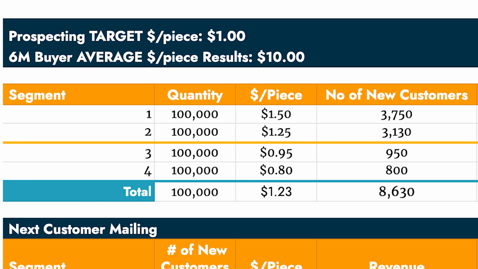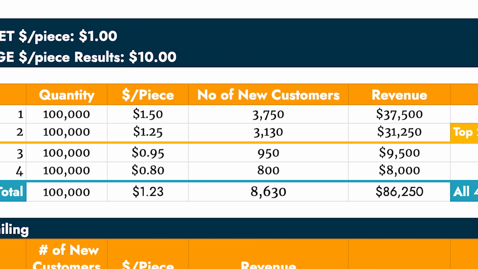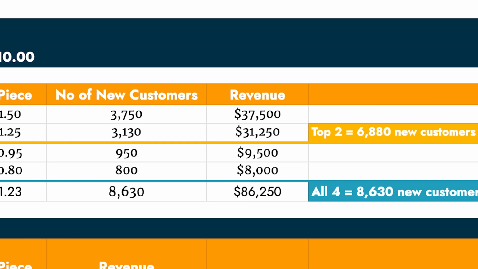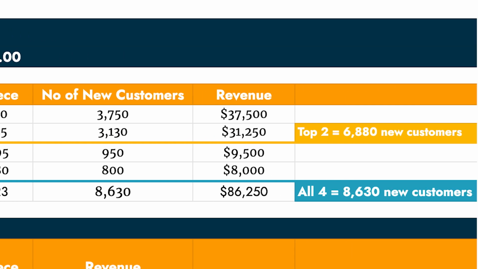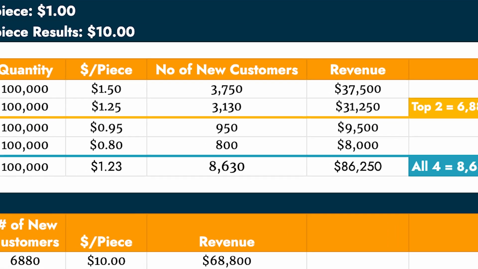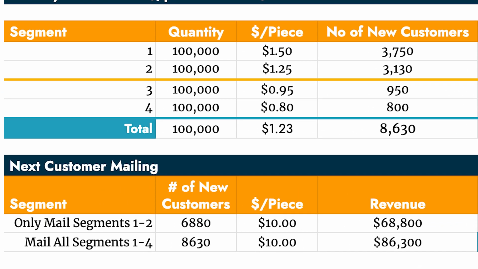Typically what we see is mailers panic because they only want to mail up to their targeted number, right? In this case, it's $1. So let's do an example where if they were to only mail segments 1 and 2, they would end up bringing on 6,880 new customers. So we're going to take the 6,880 new customers and bring it down to the bottom.